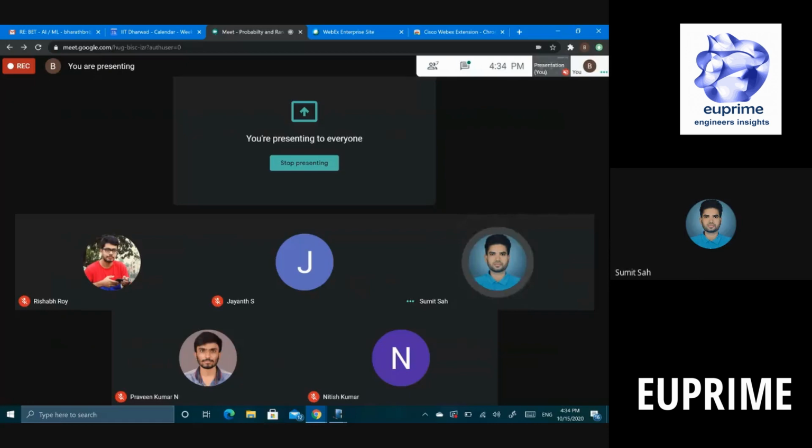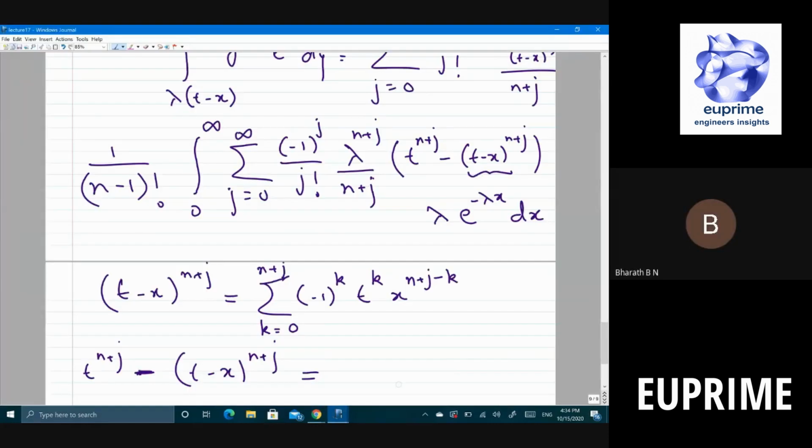Sir, if you calculate this difference, I think we will not find anything, because there is a sign minus 1 to the power k. If you take k equal to n plus j, then still we can't cancel t to the power n plus j and this thing. So ultimately we will get an addition of this, t power n plus j minus k, x power k. Okay, now what do you think? When k is 0, this is 1, right? And t power n plus j, x power 0. So this cancels, right? And now we can cancel.